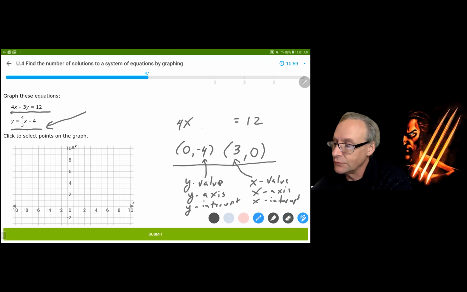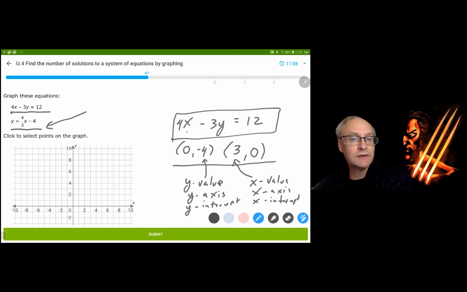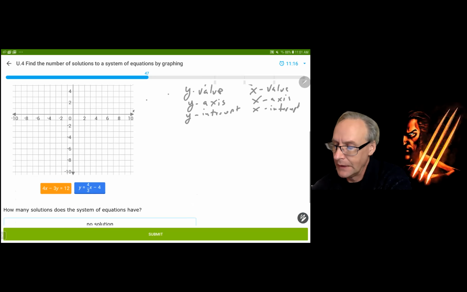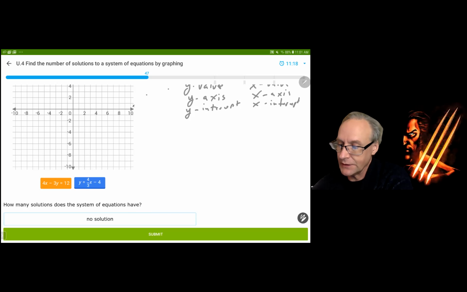Now your other option, which you probably are used to, is you solve this for y. So that is another option, and you can solve this for y. And let's take a look at this. I'm going to graph whichever one they give me first. So I'm going to graph this one using my intercepts.